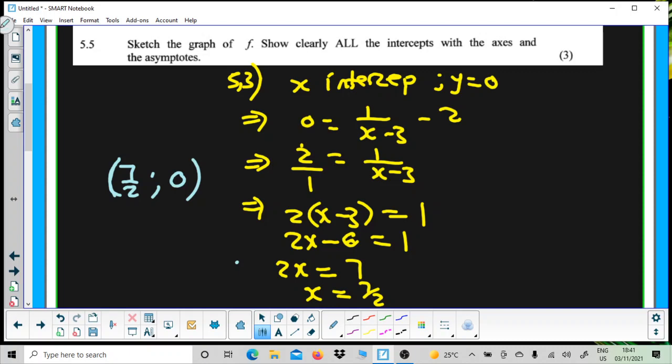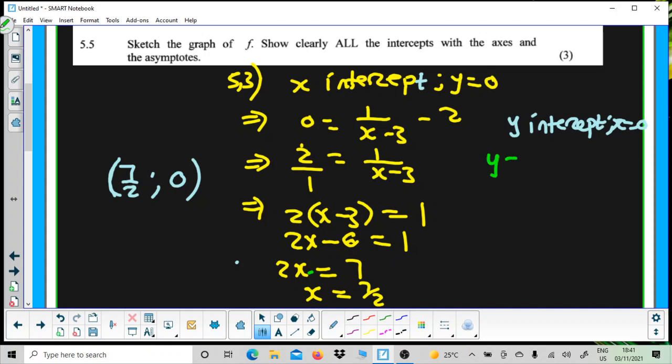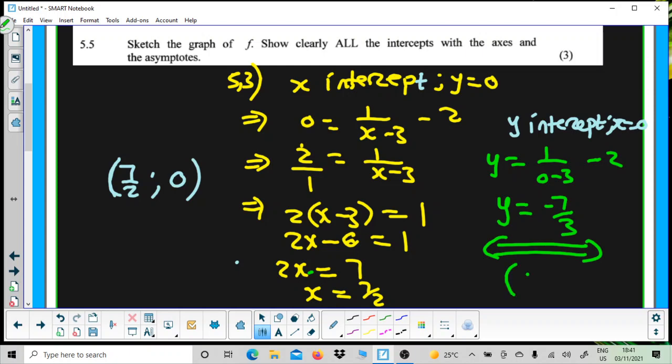So that's the x-intercept. And what happens if we want the y-intercept? What should we do? We just make x 0. So I'm going to say y is going to be 1 over 0 minus 3, minus 2. I believe this is very simple. What is minus 1/3 minus 2? Negative 7 over 3. So we would just need this value, and if you have to write it as a coordinate, this is how you will write it: x is 0 and y is negative 7 over 3. It's very simple.